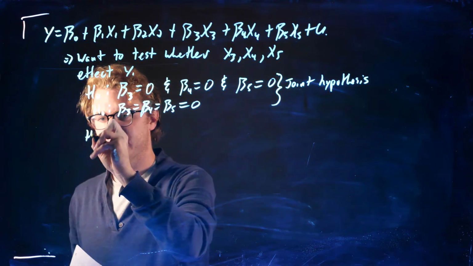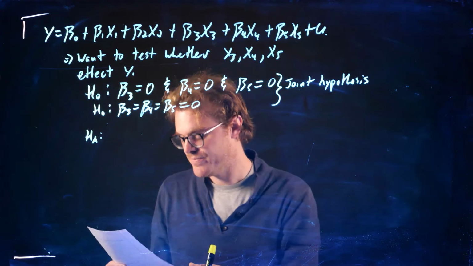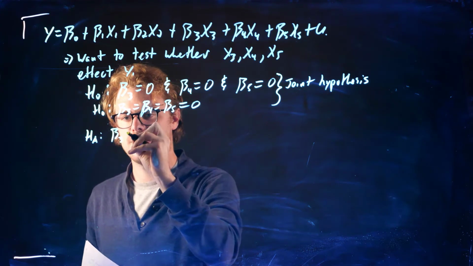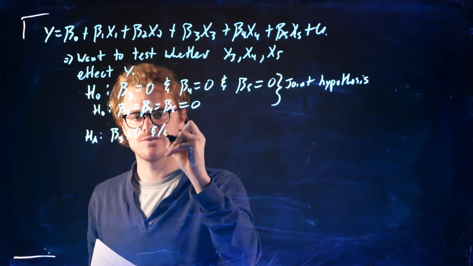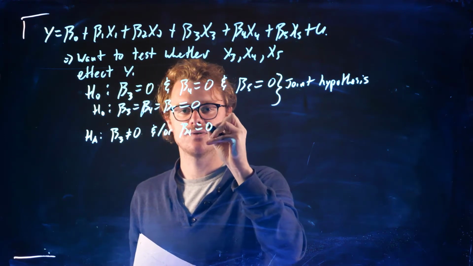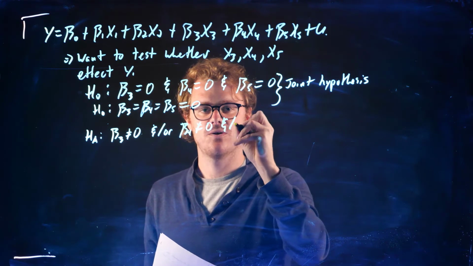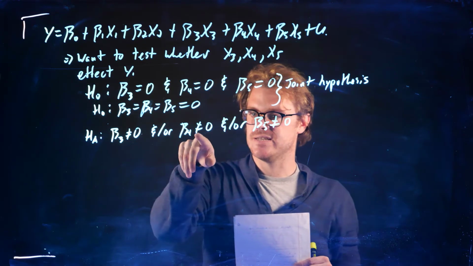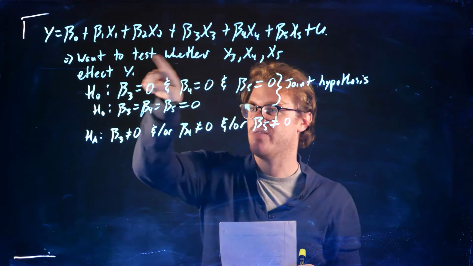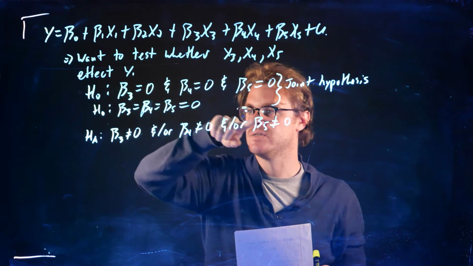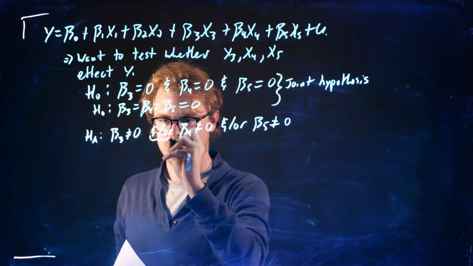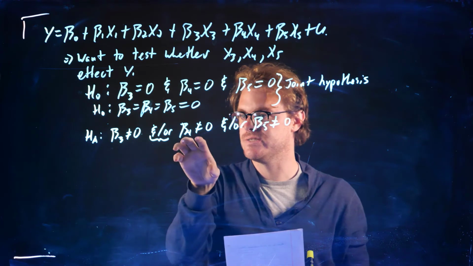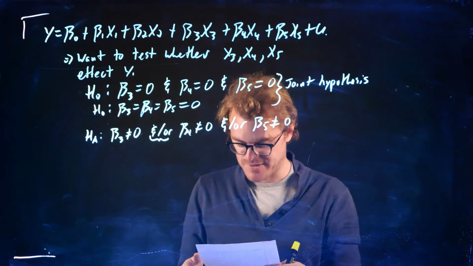And so when we think about what our alternative hypothesis should be, remember that it's that this doesn't hold. Well, this doesn't hold if beta 3 doesn't equal 0 and/or beta 4 doesn't equal 0 and/or beta 5 doesn't equal 0. If any one of these things doesn't equal 0, then this null hypothesis should be rejected. We've got to remember this and/or between these restrictions in our alternative hypothesis.